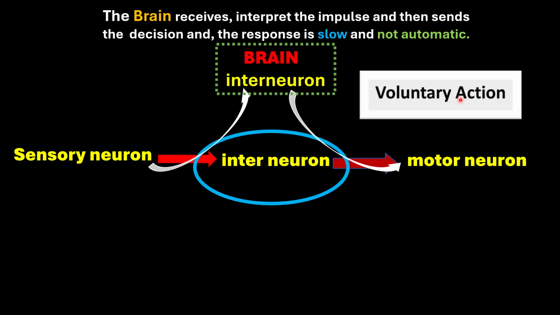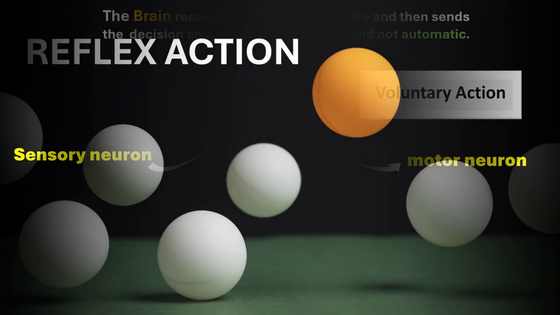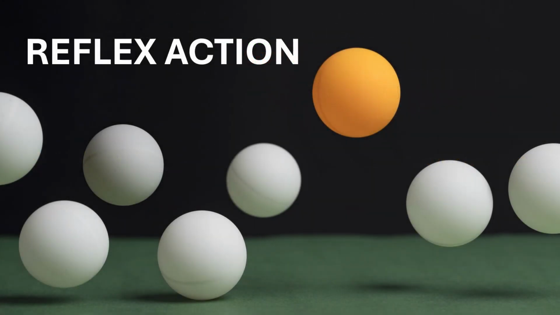And this is called voluntary action. So voluntary action always involves the brain. Decisions are taken by the brain, and the response is very slow and not automatic. But with involuntary actions, decisions are taken by the spinal cord. It does not involve the brain. Only the spinal cord takes the decision, and the response is very quick and very, very automatic. So there we have it. So that will take us to reflex action.